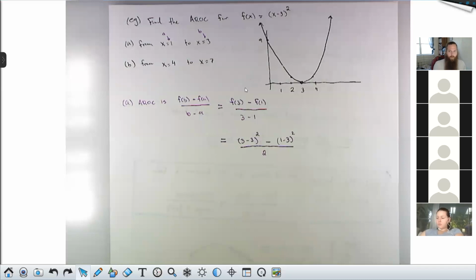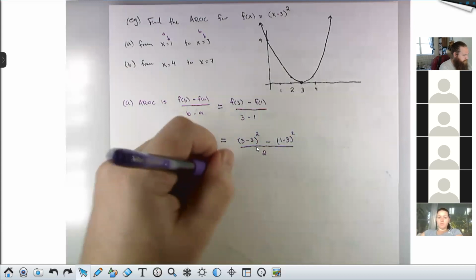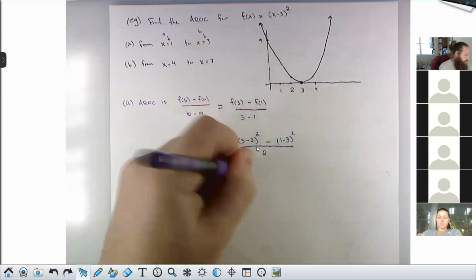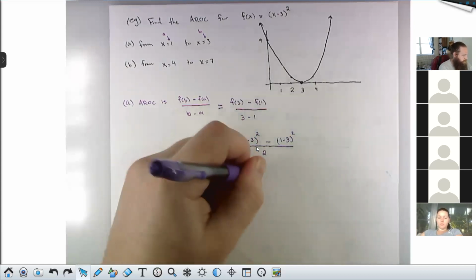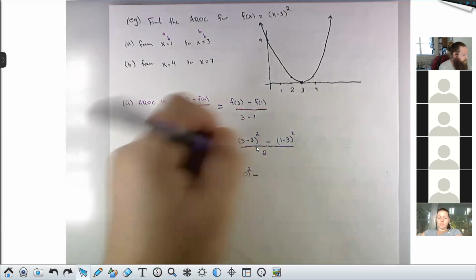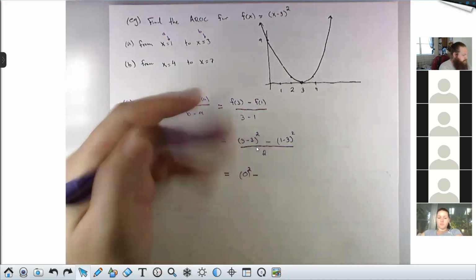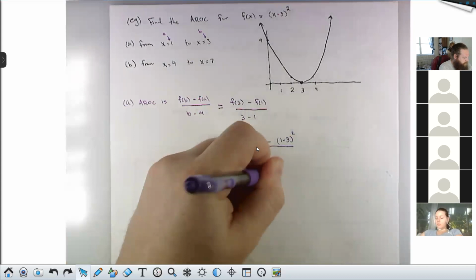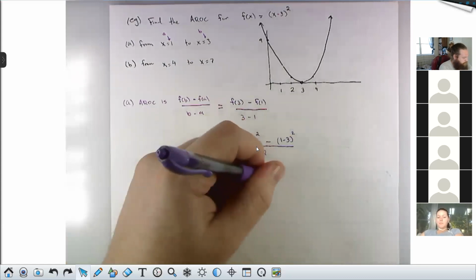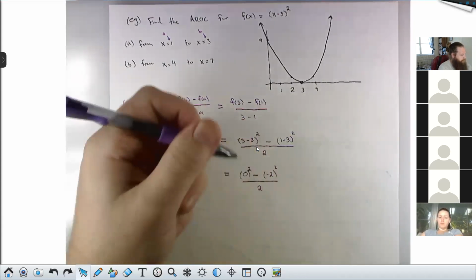Now, we just follow our order of operations, and you guys are going to become experts at order of operations stuff. We've got some parentheses with some powers up here, so we've got to manage all that first. So inside this paren, 3 minus 3, that's 0. So this is 0 squared minus, I'll put it in parentheses still, 1 minus 3 is negative 2. So that's negative 2 squared, all over 2.